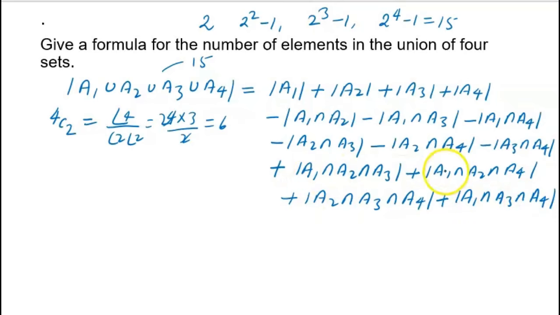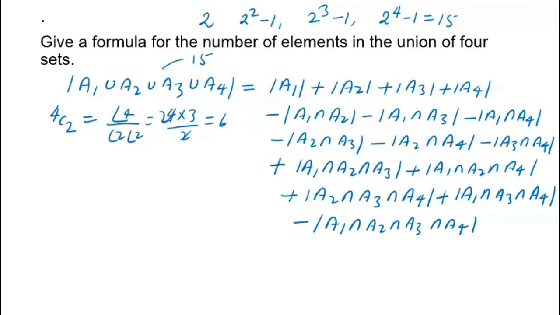A1, A2, A3; A1, A2, A4; A2, A3, A4; and A1, A3, A4. So these are all distinct elements and 4 of them are there. And finally I subtract A1 intersection A2 intersection A3 intersection A4. So we saw how to find the union of 4 sets. Let me repeat it one more time.